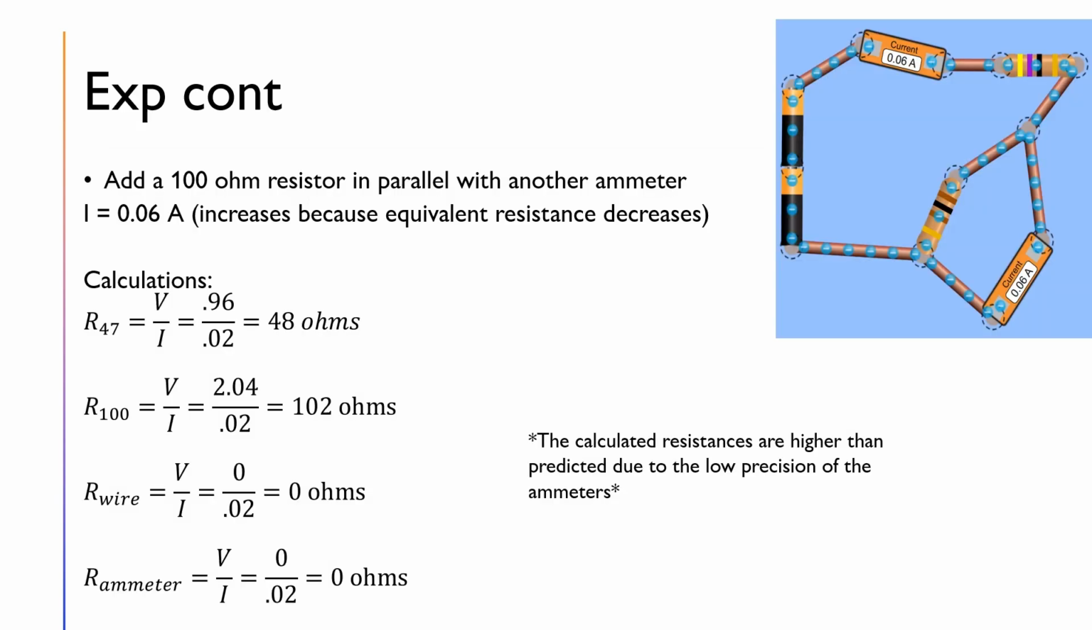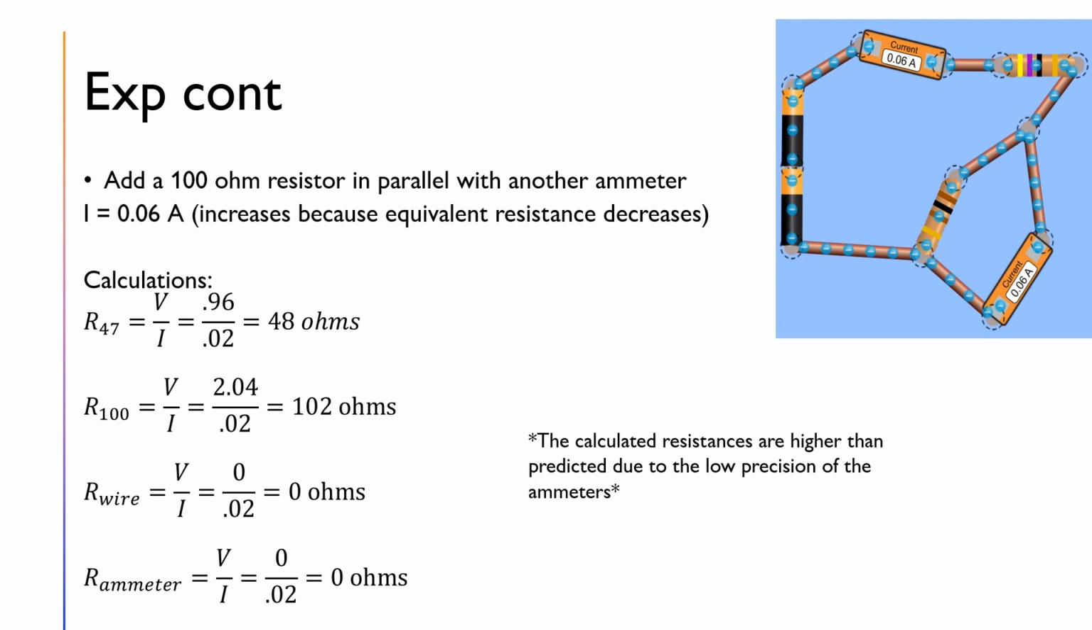Next part of the experiment, I had to add a 100 ohm resistor in parallel with another ammeter, and this created a parallel circuit right here, so that would decrease the equivalent resistance because of an extra path, and this increased the total current because of the lower resistance with the same power source. I did calculations to see if my predictions matched the experiment. Our 47 resistor was 48 ohms, the 100 was actually 102, the wire is 0 and 0. So the calculated resistances are higher than predicted due to the low precision of the ammeters.